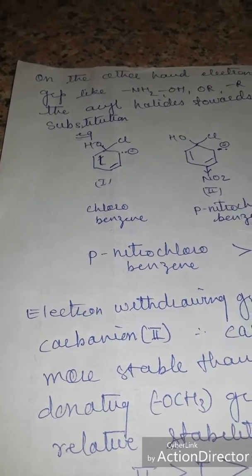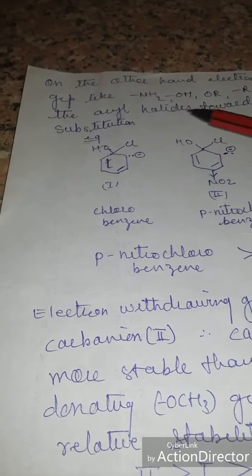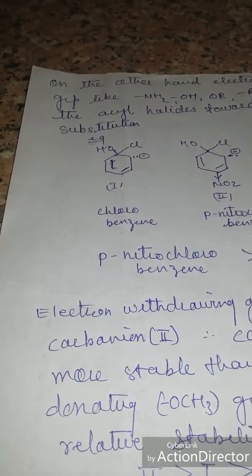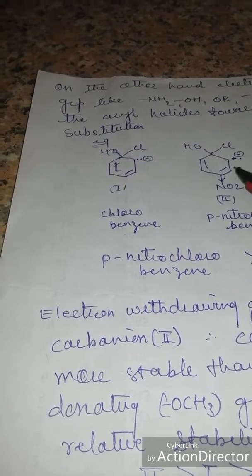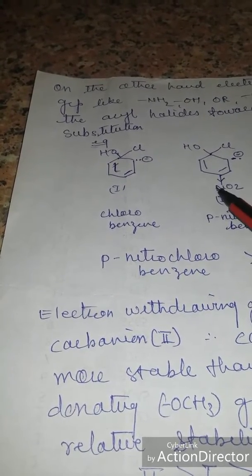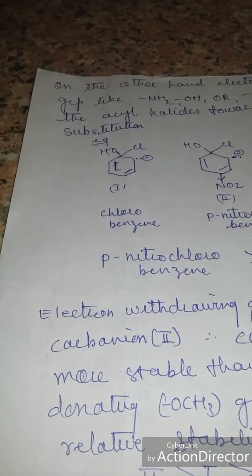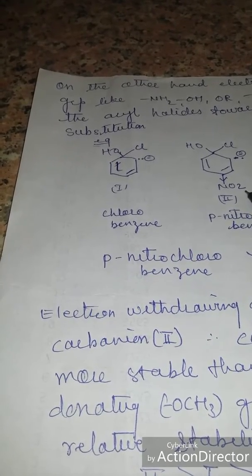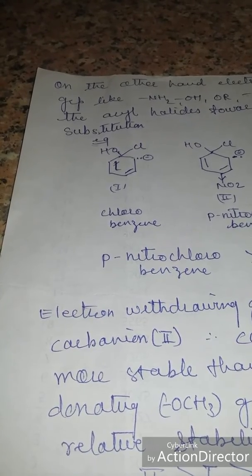On the other hand, if an electron releasing group is present like NH2, OH, OR, they will deactivate the aryl halide towards nucleophilic substitution. So here I have taken 3 examples. One is parachloronitrobenzene, other is chlorobenzene, third one is parachloroanisole. Now this is electron withdrawing, this is electron donating, releasing. So if you compare the reactivity, since it is electron withdrawing, it will show maximum reactivity, and this will show least reactivity due to electron donating nature.